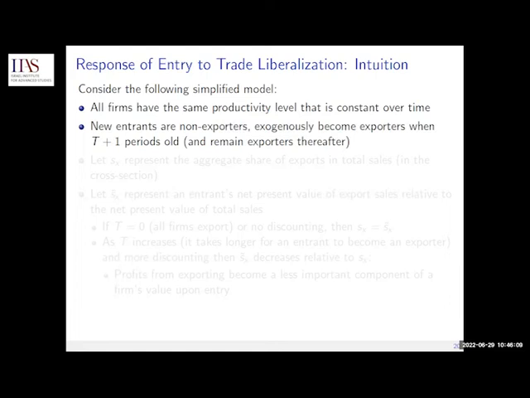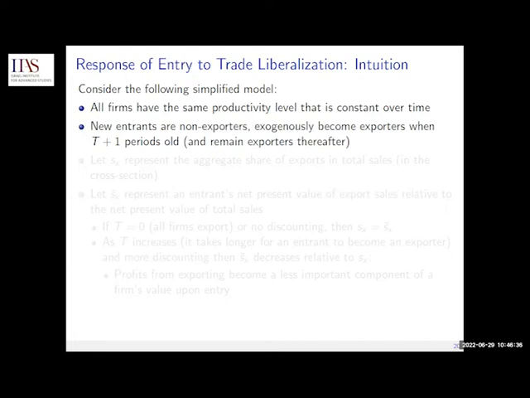And to make that clear, I've concocted this very simple model, actually without any firm heterogeneity or very specific heterogeneity. So think of firms as having all the same productivity, okay? The only thing that makes it heterogeneous is that when firms enter, they all have the same size, they always still have the same size.